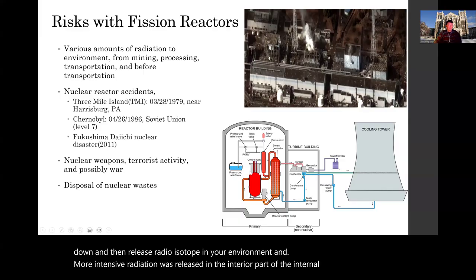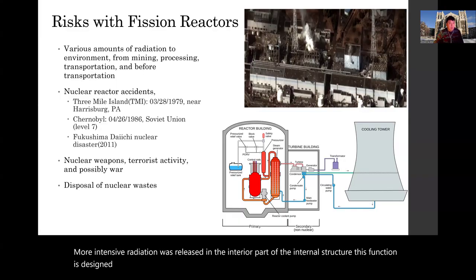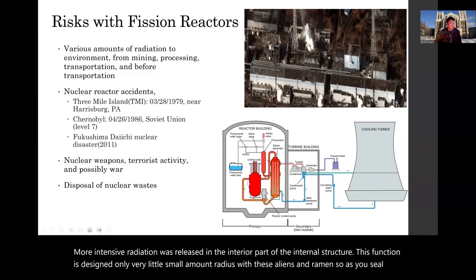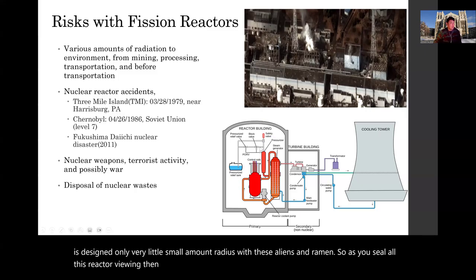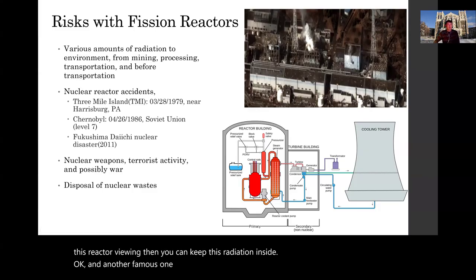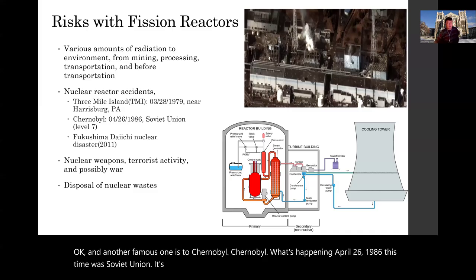It functions as designed, with only a very small amount of radiation released into the environment. So if you seal the whole reactor building, you can keep the radiation inside. Okay, and another famous one is Chernobyl. Chernobyl happened on April 26, 1986. It was rated Level 7.